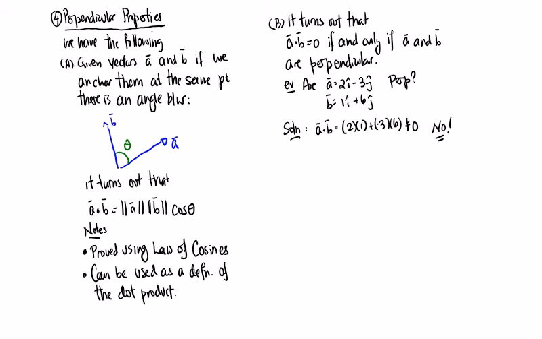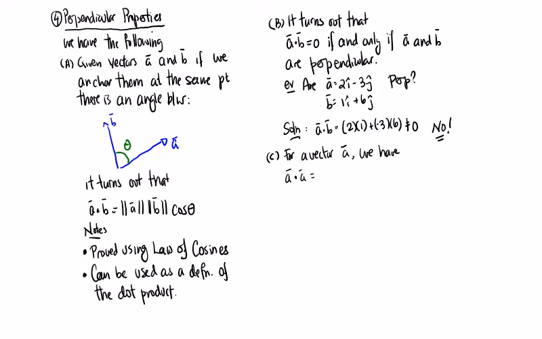And then the other thing that comes from this is that if you have a given vector, look at what happens when you dot a vector with itself.